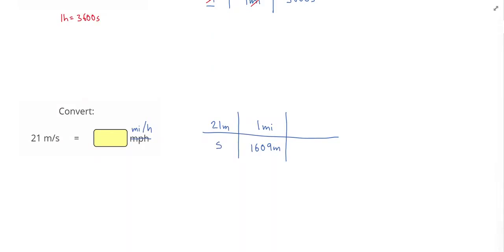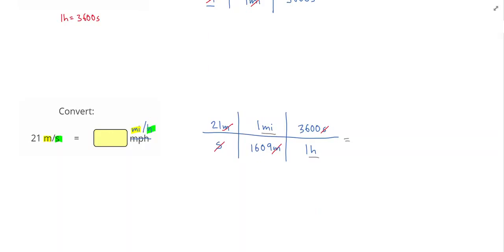I can go ahead and cross out meters then, and I have successfully changed meters into miles, but I still need to change seconds into hours. So next, I'm going to write down that 3,600 seconds equals 1 hour. Since seconds was already on the bottom, I need that 3,600 seconds to be on the top and the hours to be on the bottom. That way I can cross out seconds and be left with exactly what I want, which is miles on the top and hours on the bottom.